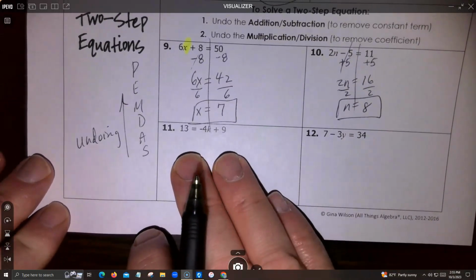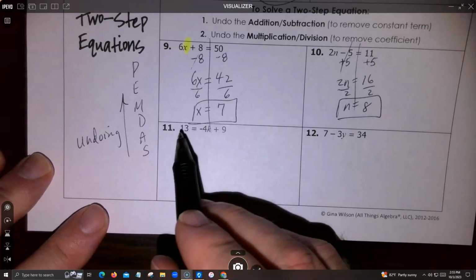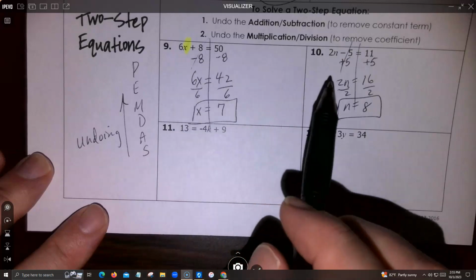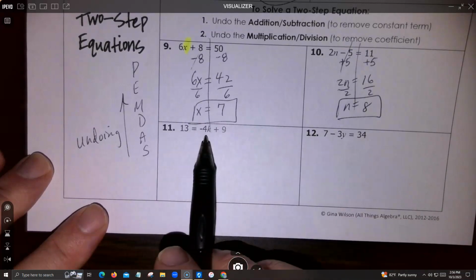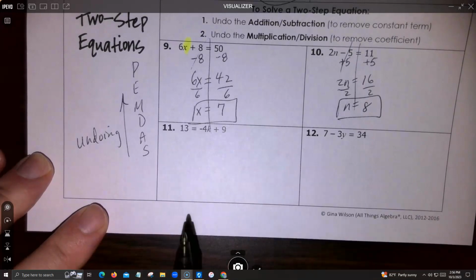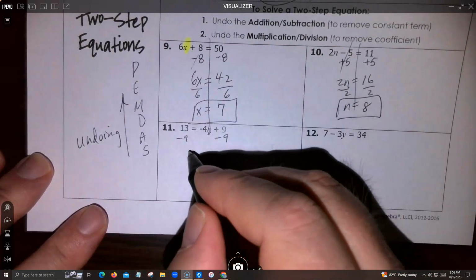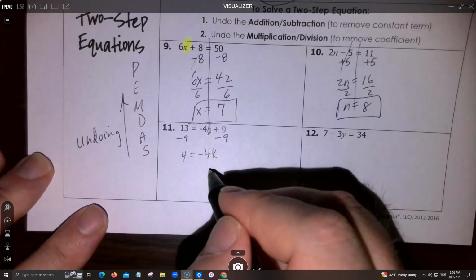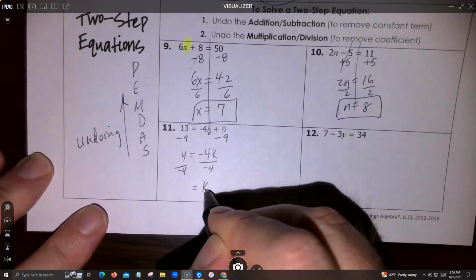All right, next one. Again, don't let this confuse you, having the variables on the quote-unquote wrong side. See how the variables seem to always be on the left? Well, this one's on the right. No big deal. Solve the same way. Just focus on the letter. You want k by itself, so I get rid of my 9. So that's 4 equals negative 4k. Then, because this is a multiplication, I'm going to divide. And k is negative 1.